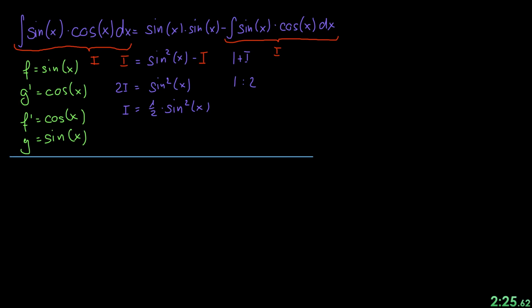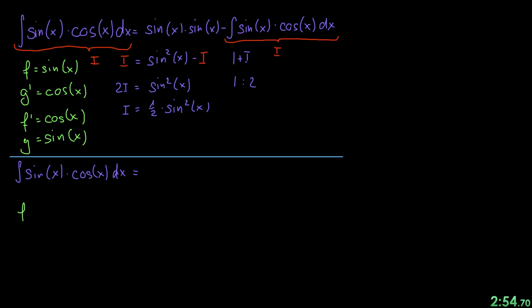Let me draw a line here. Okay. So I arbitrarily chose f to be sine of x and g prime to be cosine of x, but we could have done it the other way around. So we have sine of x times cosine of x dx is equal to, alright, let's do it the other way around.